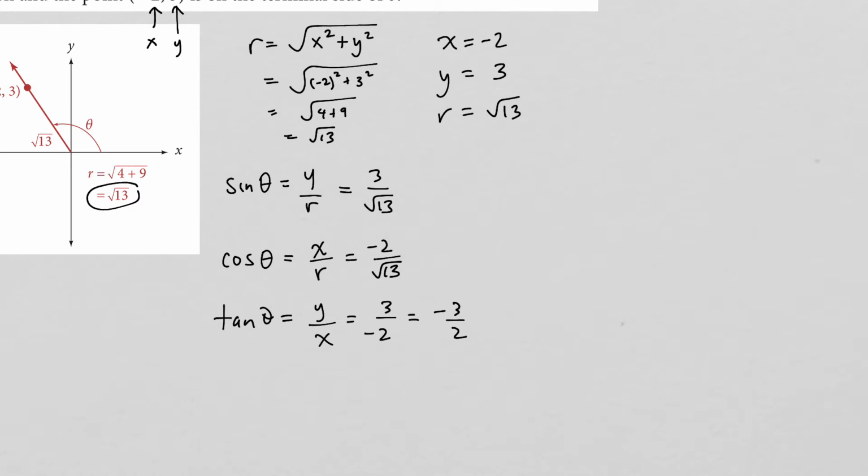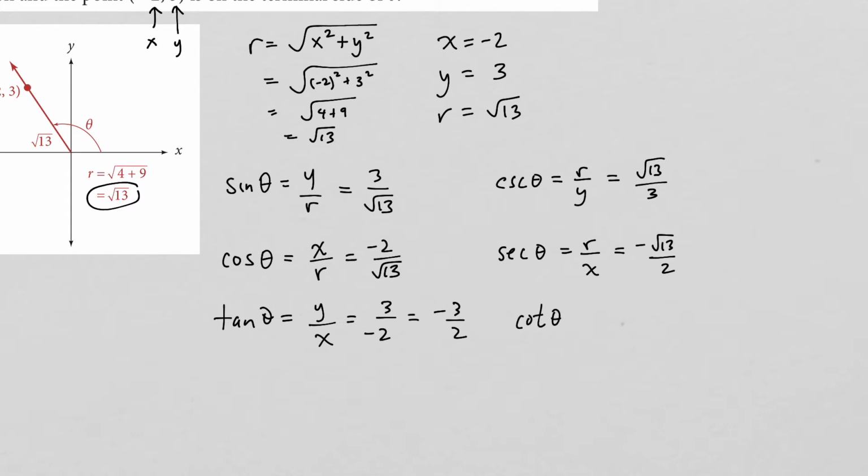So the reciprocal of sine is cosecant. Cosecant of theta is r divided by y. So all I have to do to get cosecant is just take the reciprocal of this fraction. So that's going to be the square root of 13 over 3. Reciprocal of cosine is secant. The secant of theta is r divided by x. And again, all I need to do here is take the reciprocal of this fraction. Now, when I take the reciprocal, I'm going to keep the negative in the numerator. So we'll rewrite that as negative radical 13 over 2.